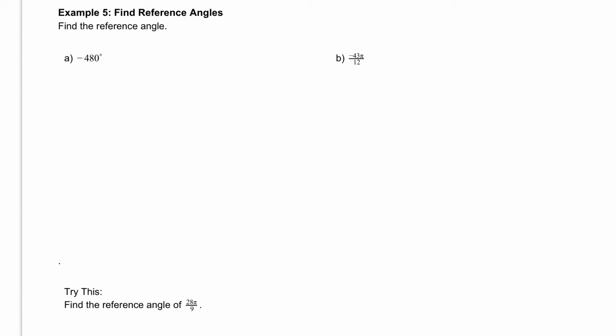In example 5, we're going to look at reference angles one more time, but these are going to be angles that are bigger than 360 or 2 pi. It works the same way. So let's take a look at negative 480 degrees and determine where that would be on our coordinate plane.